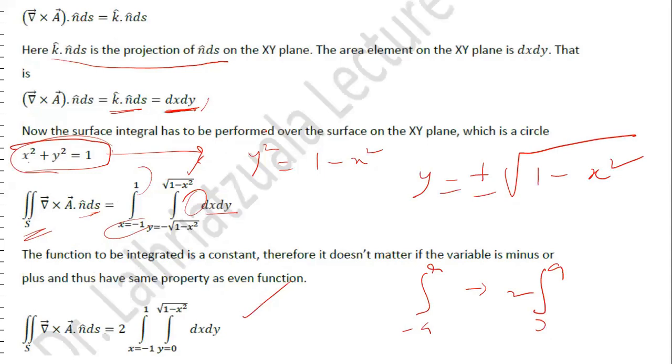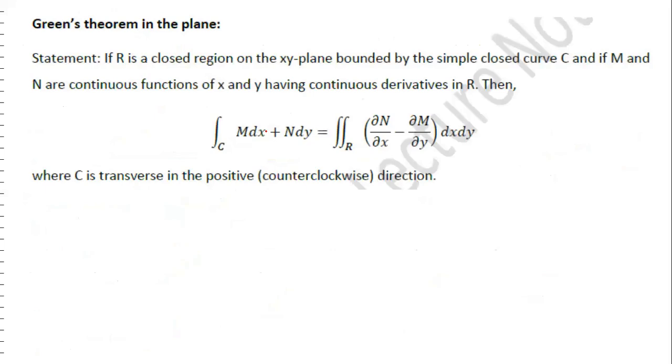I will provide you the notes also, anyway. So quickly I will go through this. I think we have spent around 35 minutes. Only a few more minutes.